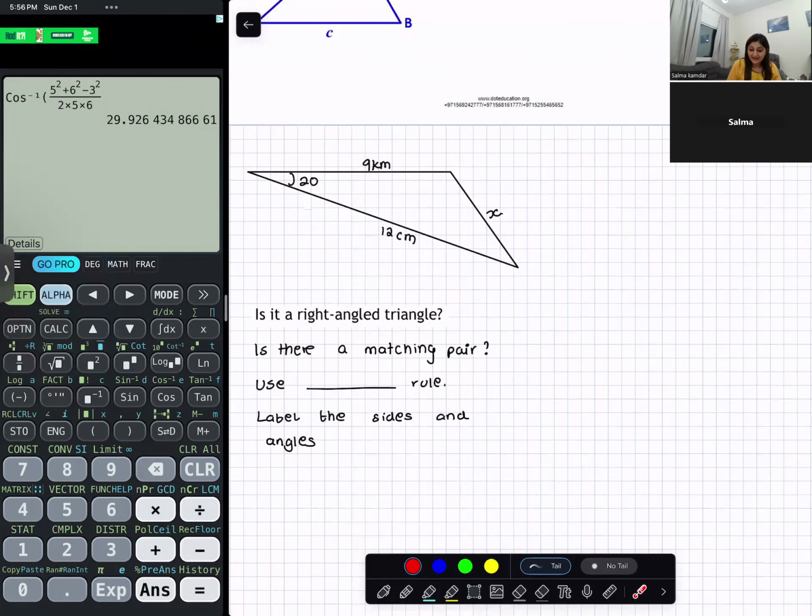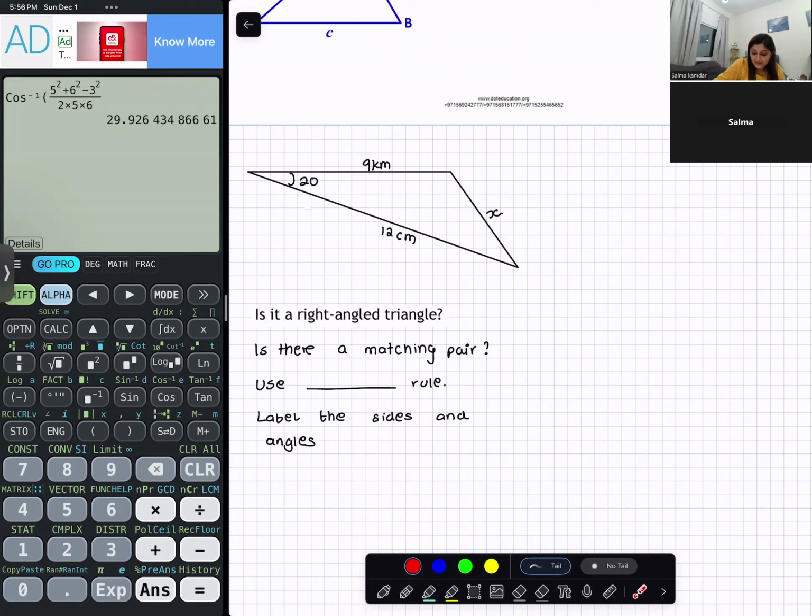Now you have a triangle. You have to find side x. Okay. So first thing that you need to ask yourself is, is it a right angle triangle? Answer, no. Are there any matching pair? No. So not a right angle triangle, no matching pair. So which rule will you use? I will use the cosine rule.